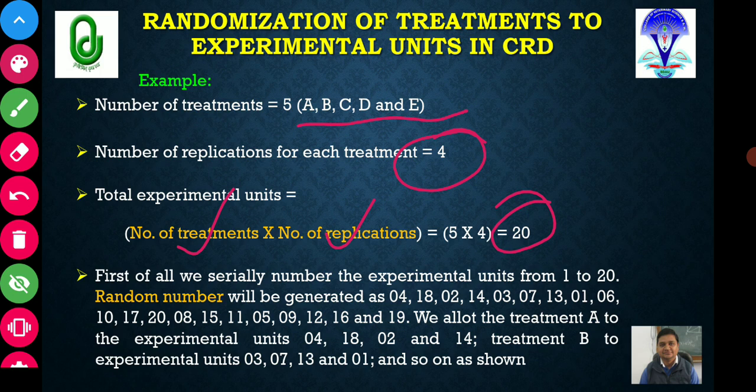Suppose I have generated these random numbers: 0, 4, 18, 2, 14, 3, 7, 13, 1, 6, etc. Likewise, I have generated these random numbers. Now we allot treatment A to the first four experimental units. Then the next 4 I have allotted treatment B, and so on and so forth. Likewise we are applying the treatments to those experimental units. That means you have to keep it completely randomized. You have to apply treatments in a completely randomized manner.